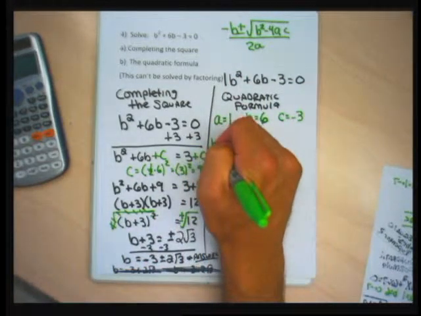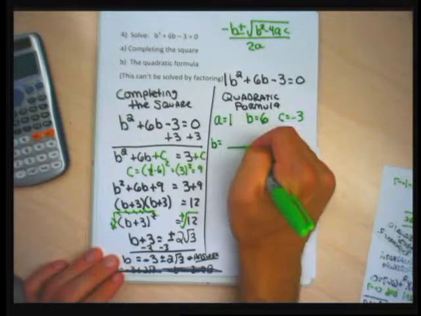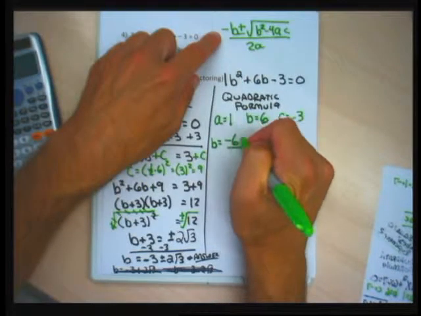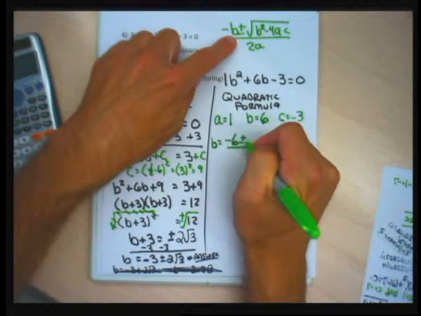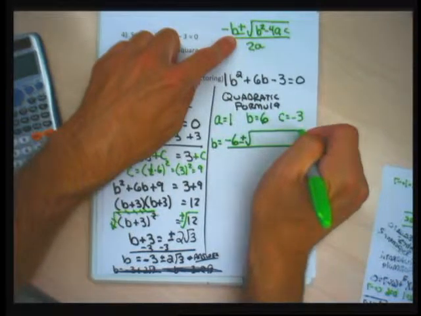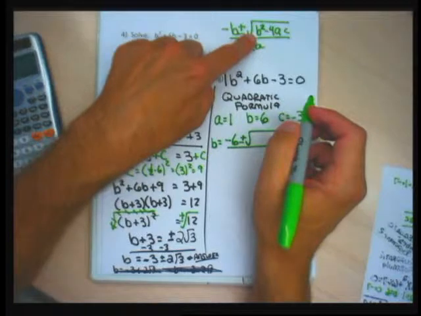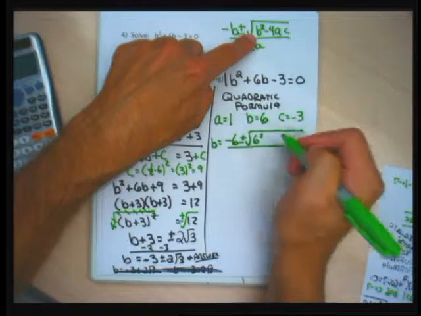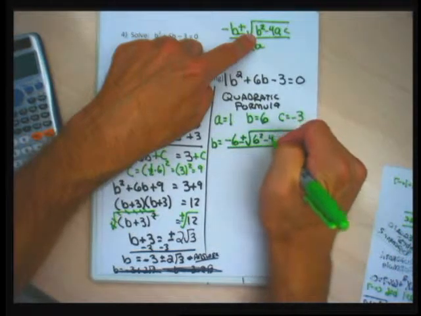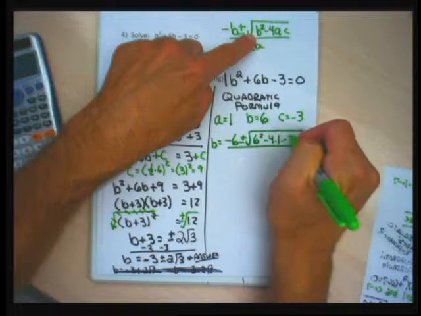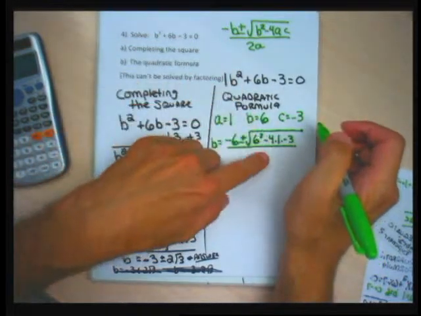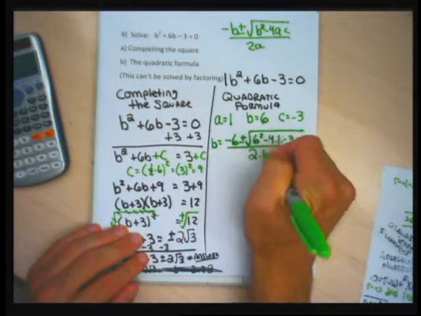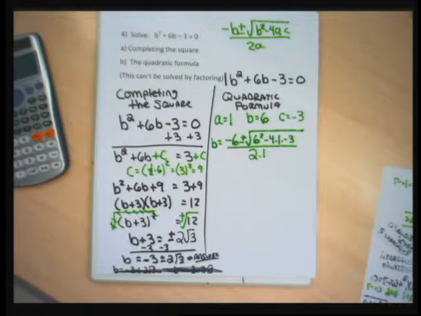I'm going to write b equals, because the letter in the problem is b, and I'm going to do a negative sign from the formula, and then a 6 for the b, and then a plus or minus from the formula, a square root symbol from the formula, and then if the b is negative, it has to be in parentheses. If the b is positive, it doesn't really have to be in parentheses. So I'm going to go 6 squared minus 4 times 1 times negative 3, for the 4 times 1 for A, negative 3 for C, over 2 times 1, which is 2 times A. I'm going to do it by hand, and I'm going to do it on my calculator.